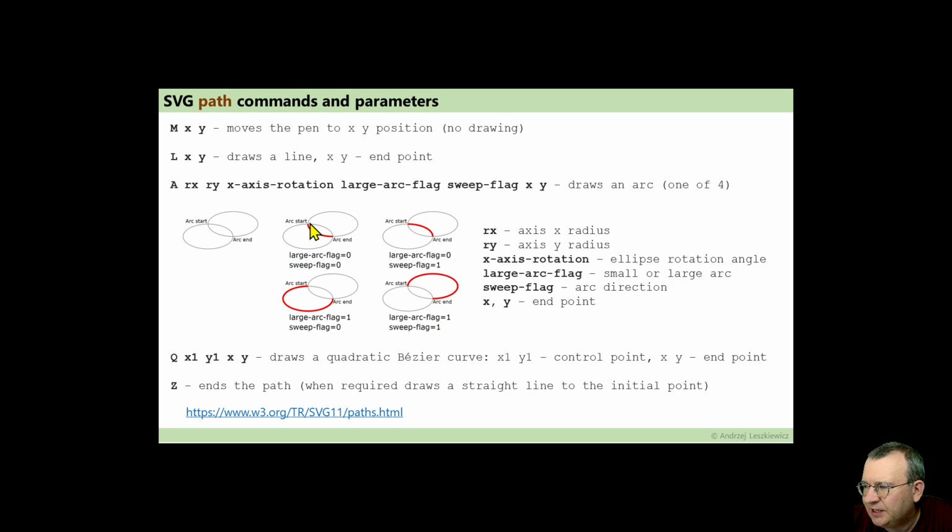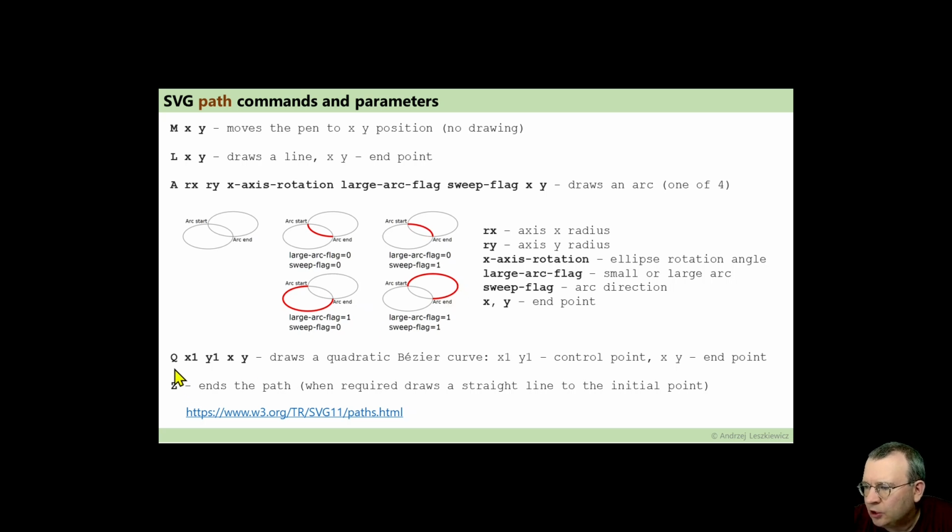Because when we are creating an arc from initial position to the end position, there are 4 different ways to create this arc when we have radius and rotation position defined for this ellipse. It can be one of 2 small arcs, or it can be one of 2 large arcs. In our case, we will use both small arcs. We don't need large arcs.